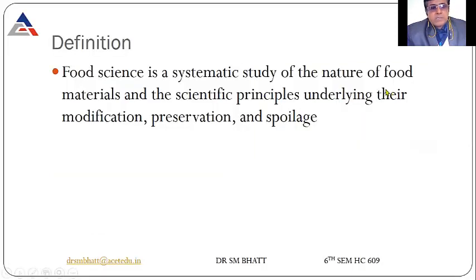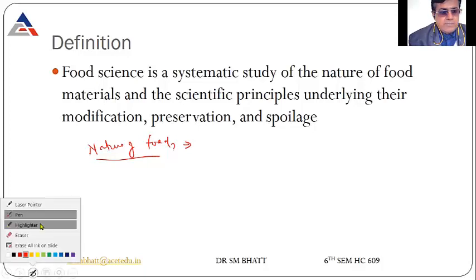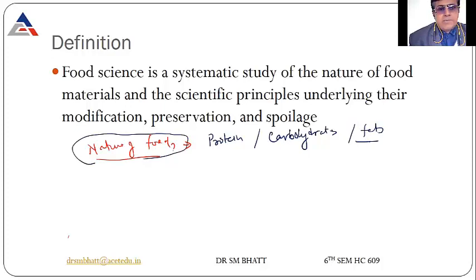So now you can see this is a food, right? Biscuit, whatever you can see. So food science is a systematic study of the nature of food material. What is the nature of food material? How will you define the nature of food? Nature means it's a carbohydrate, it's a fat, right? Am I right or wrong? Tell me. Nature of food means it's a protein or it's a carbohydrate or fat. Okay? So what is the exact nature of food?